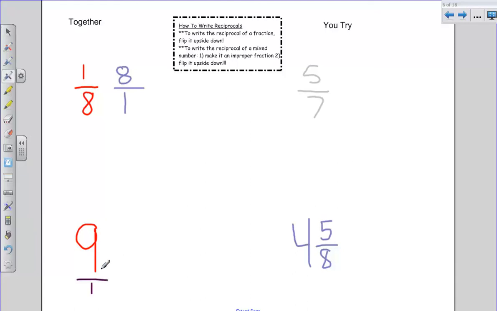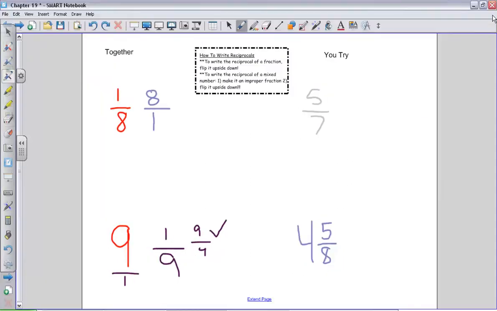Again, 9. I need to make it into a fraction first. So 9 over 1 is my original fraction. So my reciprocal, if I flip that upside down, it's going to be 1/9. 9 times 1 is 9. 1 times 9 is 9. That checks out to be 1. Alright, you're going to try these two problems by yourself, and then I will come back and tell you the answer. So we'll see you in just a minute.